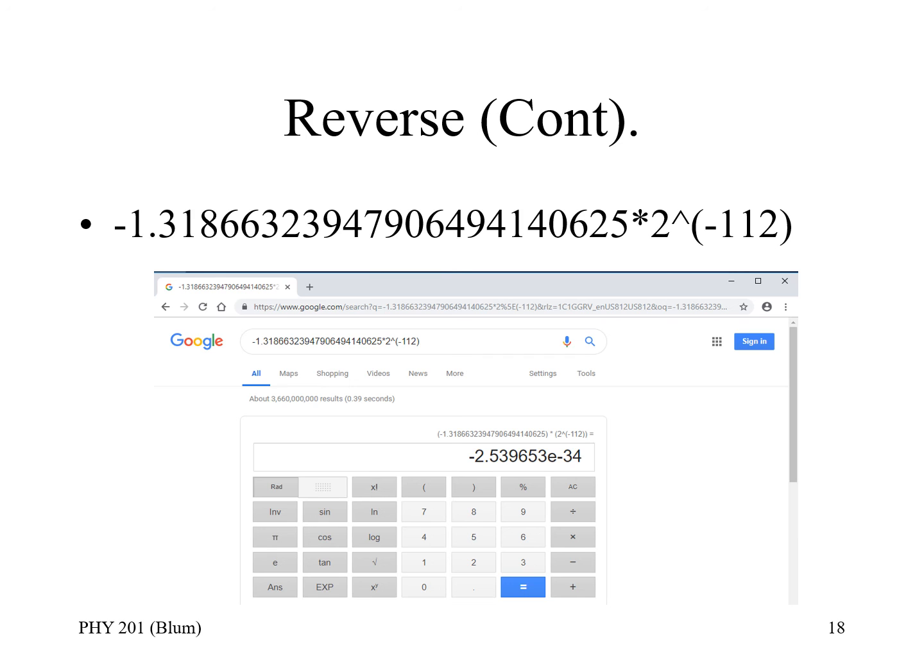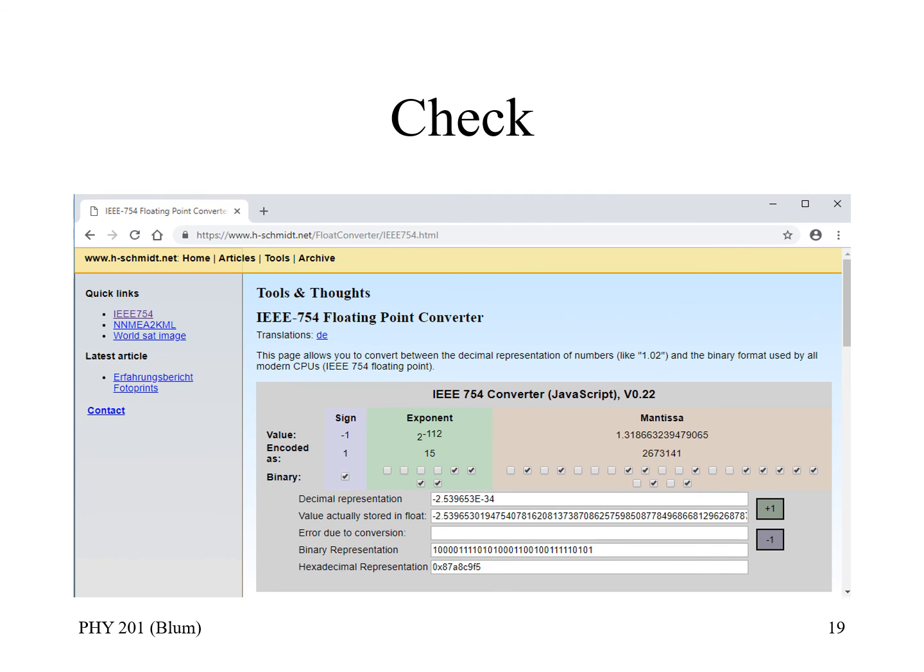It's a very small number. Should I panic? No, that's the whole point of floating point numbers, is that they are meant to express very large numbers and very small numbers. So I should not panic if I see something very big or very small when I am taking a float and reversing the process. So here, again, at the website, the converter, we're putting in the original floating point number that we were given, the ones and zeros, and we see that its decimal representation corresponds to what we found.